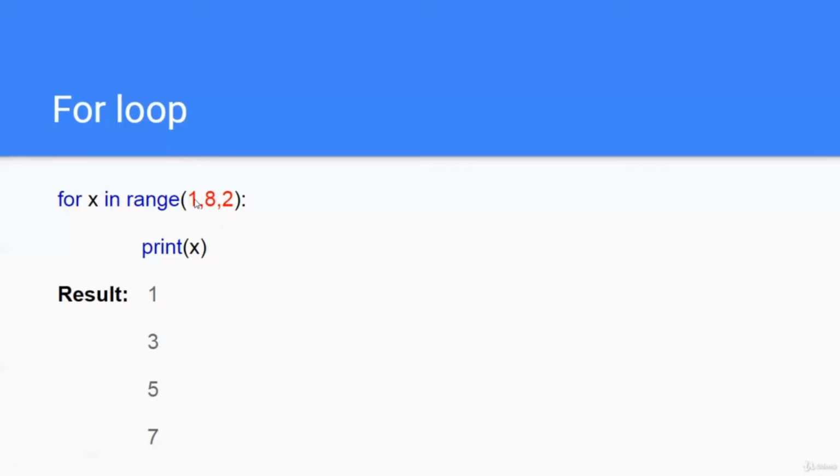So I have given a starting point and an end point, and I have given an increment or decrement, the gap with which we can print the elements. So you can see that between 1 and 8, the numbers printed for x are: 1 is the start, then 1 plus 2, 3; 3 plus 2, 5; 5 plus 2, 7. And it will not move to 8 because 8 is the last condition. So this is how a for loop can be used.